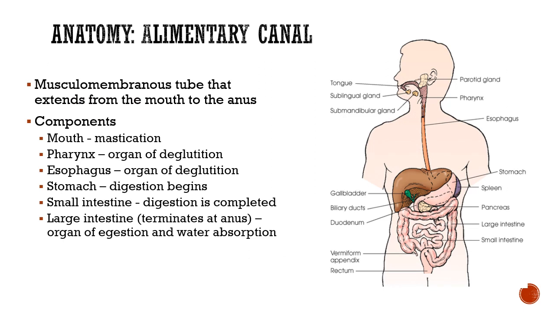The alimentary canal is a muscular membranous tube that extends from the mouth to the anus. The components include the mouth, which is the area for mastication, and mastication means chewing. The pharynx and the esophagus are the organs of deglutition, which includes swallowing.